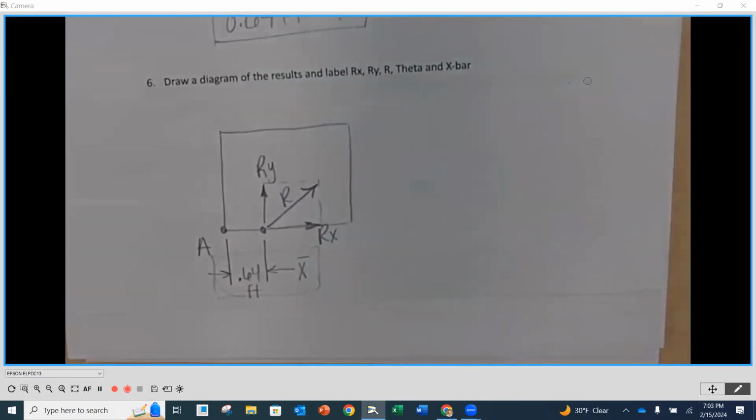Thank you, Josh. Got the X bar equal to 0.64. Oh, is it meters? No, it's feet. It's feet. I know, we've been flipping back and forth. Sorry, yeah, that's okay. We've been flipping back and forth between the kilonewtons and kips and pounds and feet and meters.